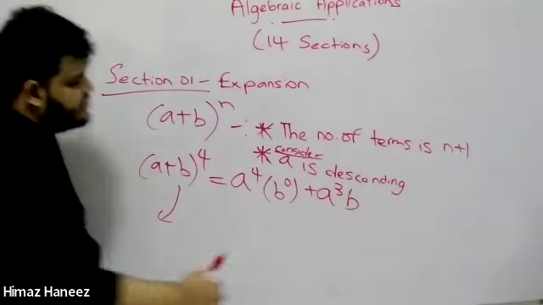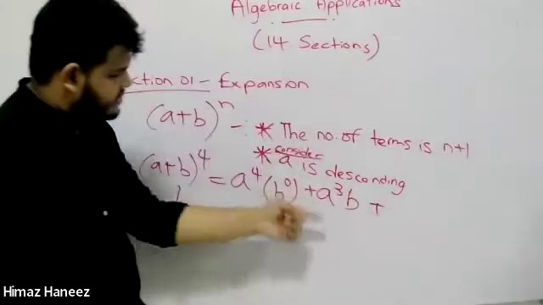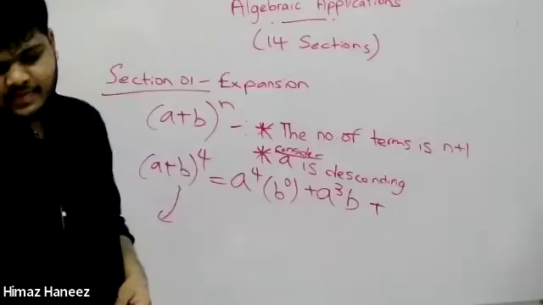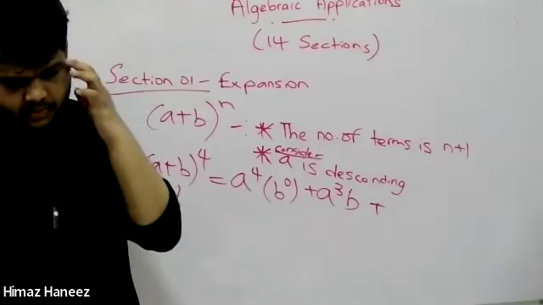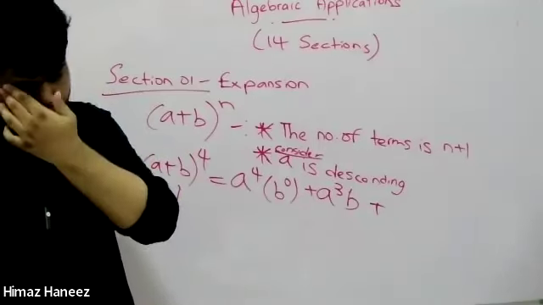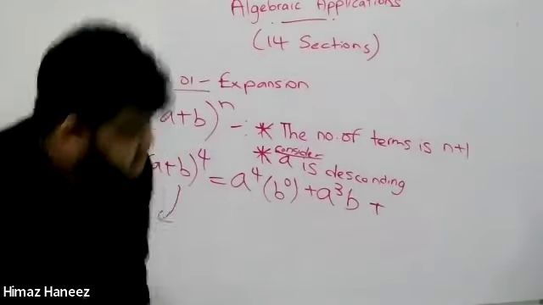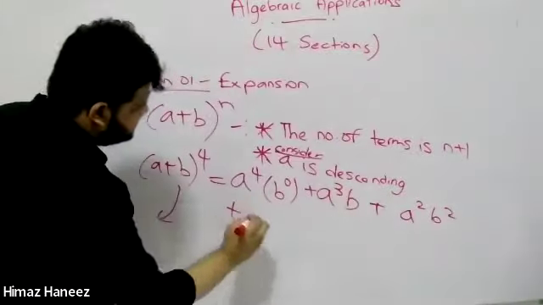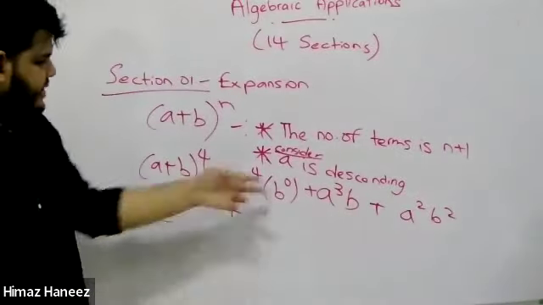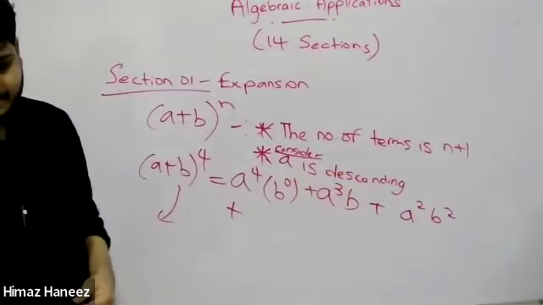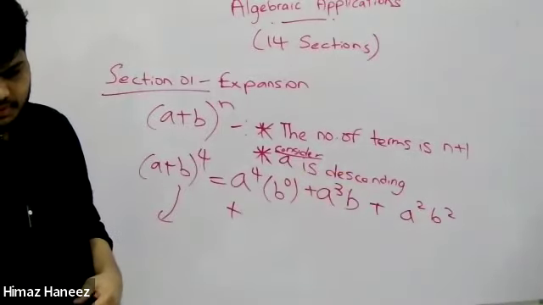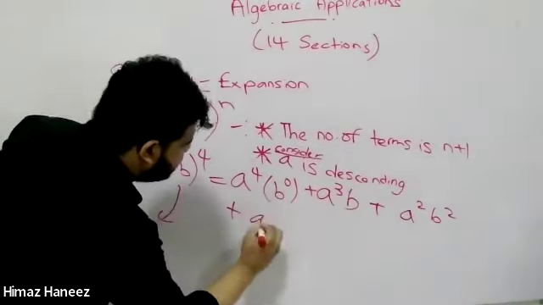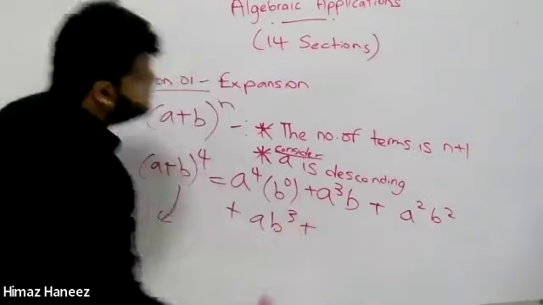5. Yes. So then what's the next term? Term after a cube b. The next term is, yes, a squared b squared. Next term. Now 3 terms are done. Fourth term. Yes. A b cube. Next term.